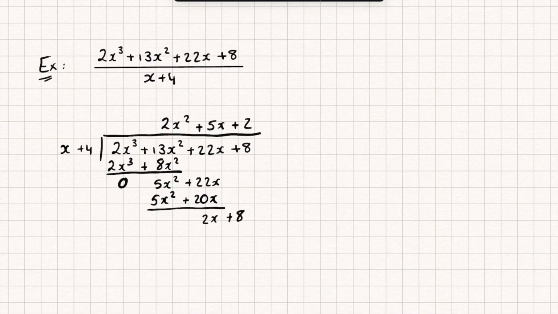And then we do this multiplication. x multiplied by 2 is 2x, so I can write that in, 2x. And then we do 4 multiplied by 2, which is 8.